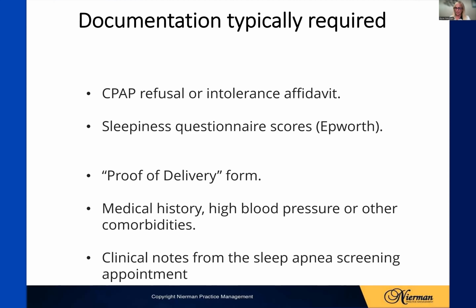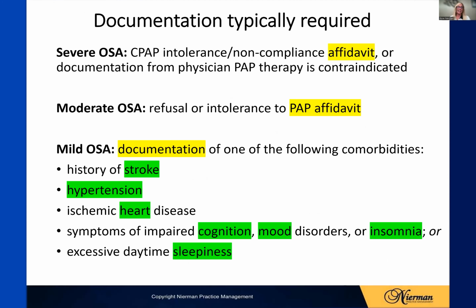And we do see sometimes the insurances want the clinical notes from the sleep apnea screening appointment with the physician. So that's why it's so important to find out in advance what the insurance needs. Now, if you look at the policies, what they say is if that patient has mild sleep apnea, documentation should include at least one of the following comorbidities: stroke, hypertension, ischemic heart disease, impaired cognition, mood disorders, or insomnia, or excessive daytime sleepiness. So right away, by sending this in, making sure that I screen for this and include my documentation, I'm already answering the questions that I know they're going to ask.